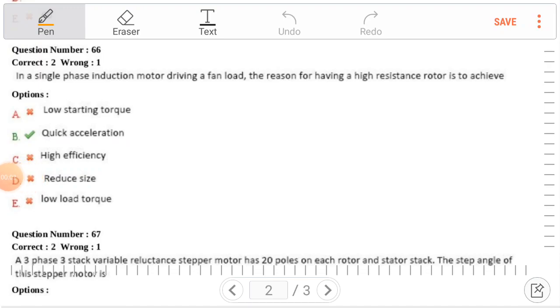In the next question, in a single phase induction motor driving a fan load, the reason for having high starting rotor resistance is to achieve high starting torque. High starting rotor resistance is used to achieve quick acceleration or high starting torque. Low starting torque is wrong. If the option is high starting torque, this is also correct, and high starting torque is used for quick acceleration, so option B is correct.